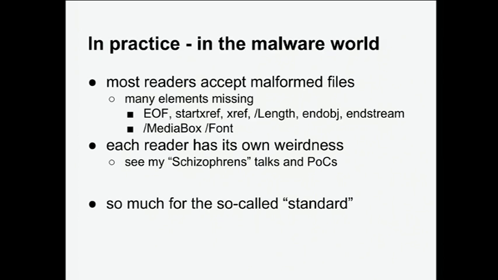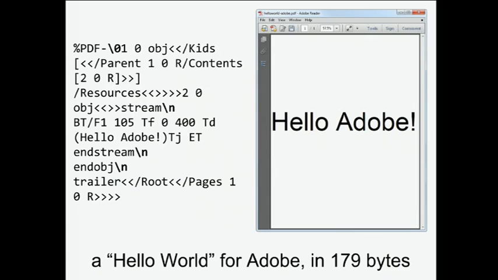Also, each reader has its own weirdness, and that's what I mentioned in my next talk on schizophrenic files. So it's not really standard, it's really messy, and even Adobe itself is not really a good example, because here this is a Hello World that is opened without any error by Adobe, and it's 179 bytes. There is no cross-reference, there is no length, there is a lot of stuff missing, even the signature is incomplete, but it opens. So typical PDFs are bloated. Malware PDFs can be much smaller, and I'm just showing you something in the middle, so that it's worth studying, but not too complex.